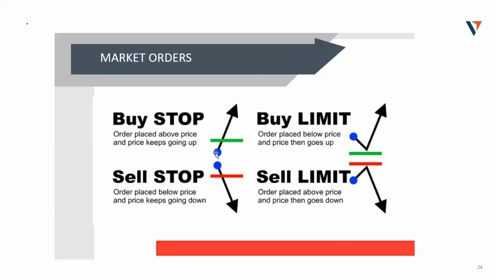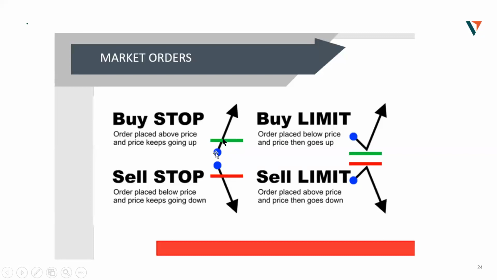Now, this is the illustration of how these pending orders work. So first we start with a buy stop. Now, a buy stop order is placed above the price, and price keeps going up. So for a buy stop, price is already buying, but you expect it to continue buying after it goes beyond a certain point. Price is here right now where this blue ball is, but you're expecting price to continue to rally and then hit this green area and then break through it and continue buying.